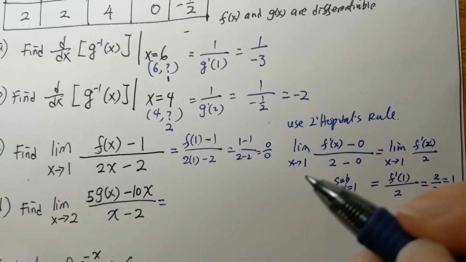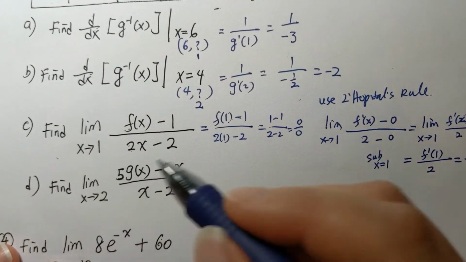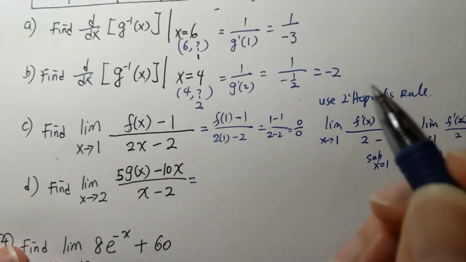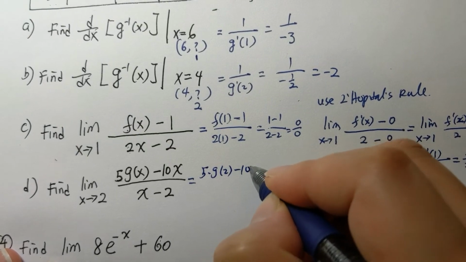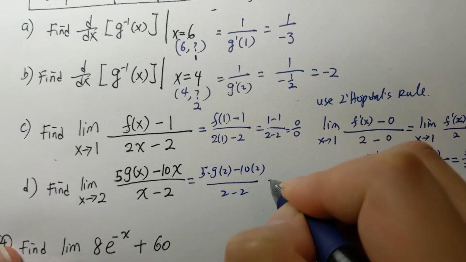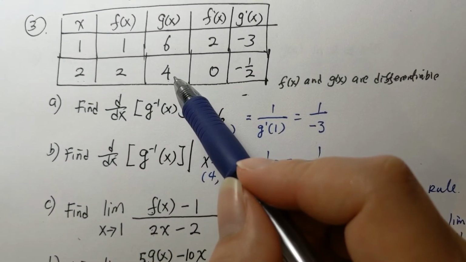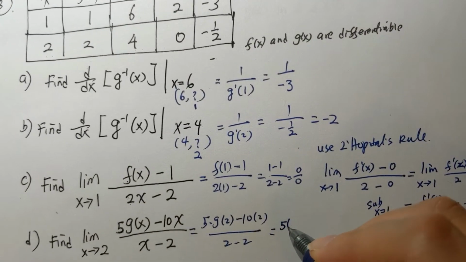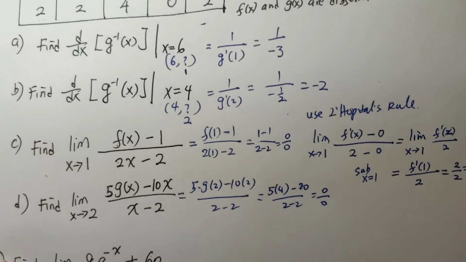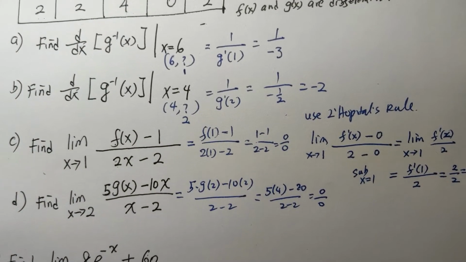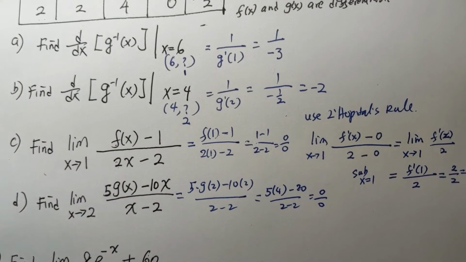Now we're going to do the same thing for this one. You have a limit as x tends to 2. The first thing you do is substitution. So you get 5 times g of 2 minus 10 times 2 over 2 minus 2. You have g of 2 is 4. So you get 5 times 4 minus 20 over 2 minus 2. You get 0 over 0. So what should we do? So we are going to use L'Hopital's rule again.